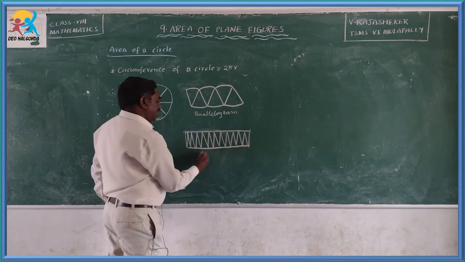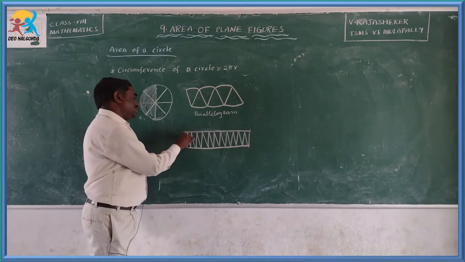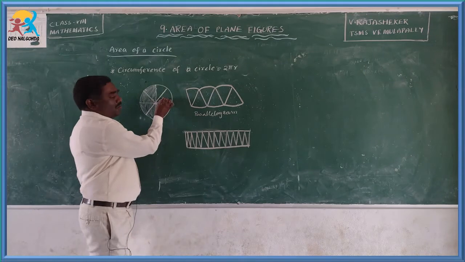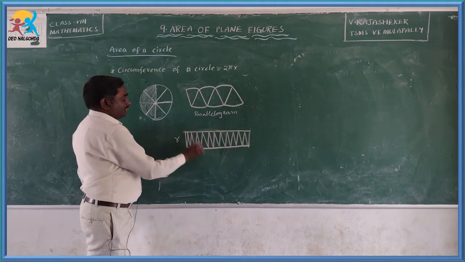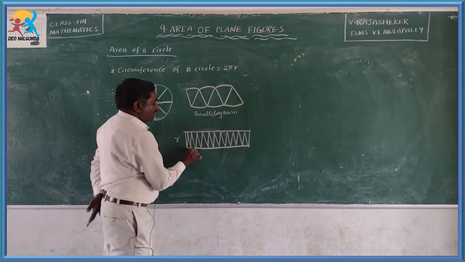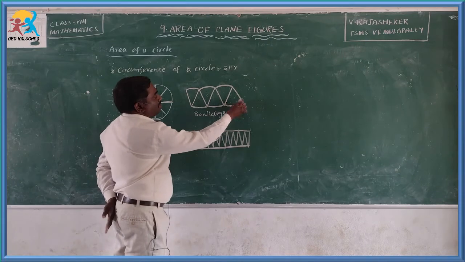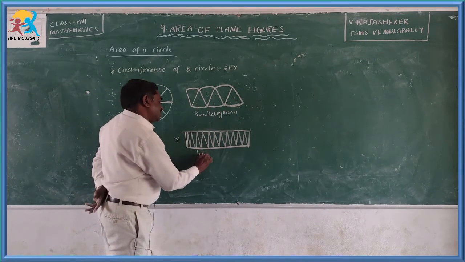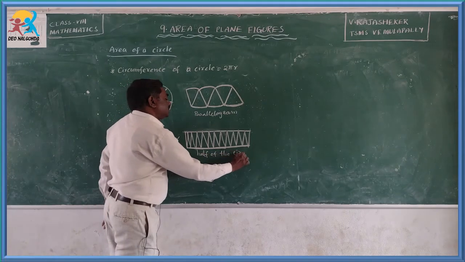We get like a rectangle. It looks like a rectangle. You see, this part is called this one. What is this one? This is a radius. That means it is a rectangle. And what is the remaining part, what do we call this part? It is a sum of the arcs. That means half of the circumference.